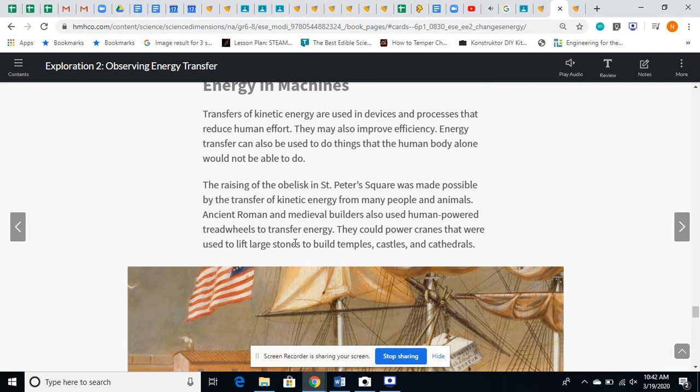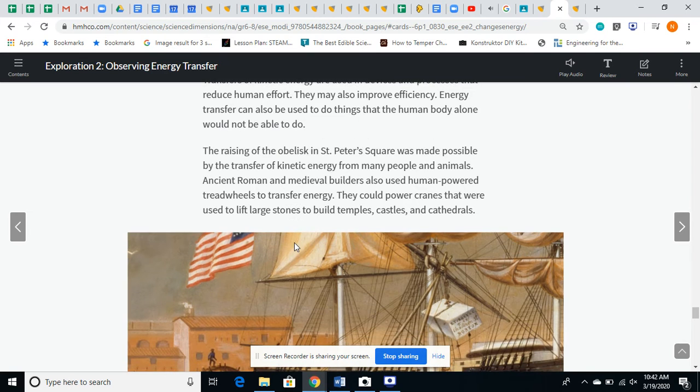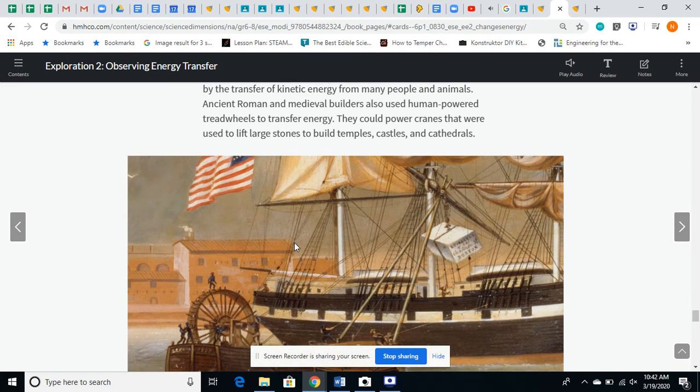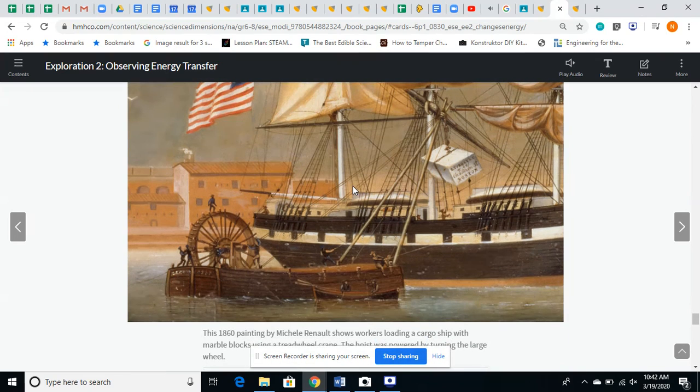Transfers of kinetic energy are used in devices and processes that reduce human effort. They may also improve efficiency. Energy transfer can also be used to do things that the human body alone would not be able to do. The raising of the obelisk in St. Peter's Square was made possible by the transfer of kinetic energy from many people and animals. Ancient Roman and medieval builders also used human-powered tread wheels to transfer energy. They could power cranes that were used to lift large stones to build temples, castles, and cathedrals. So we got this crank turning this, and this is a crane.